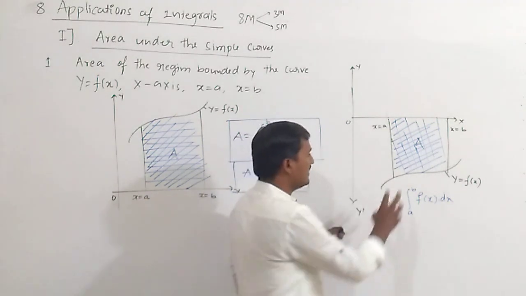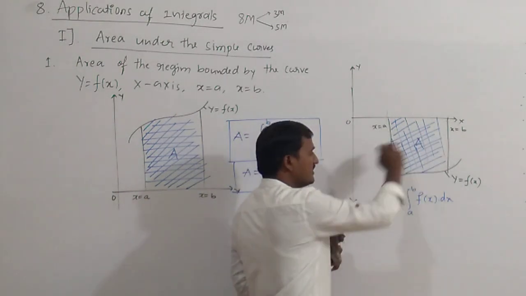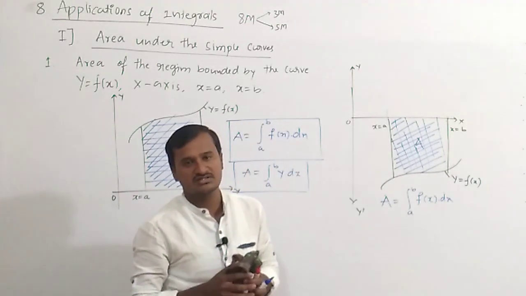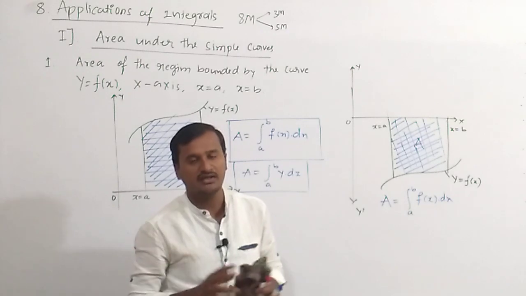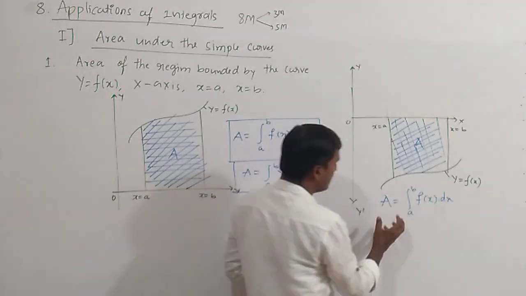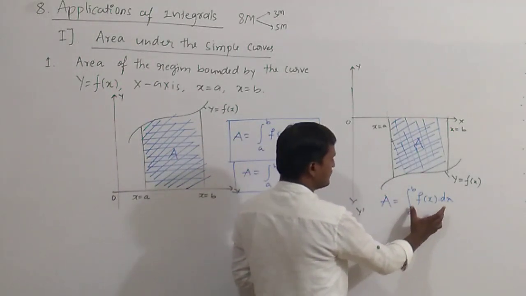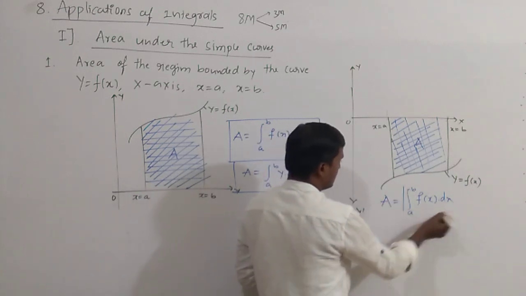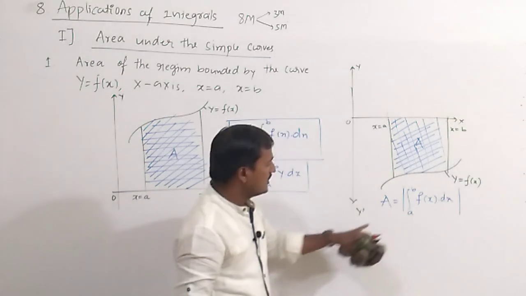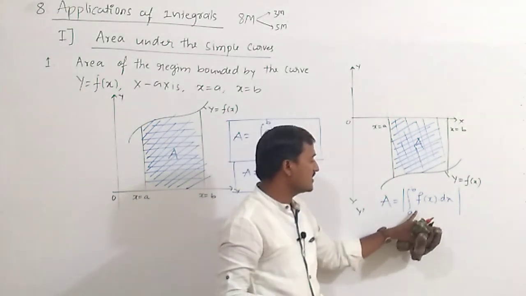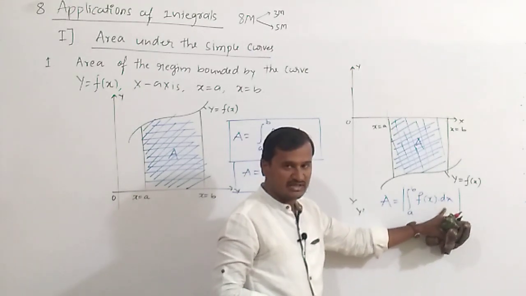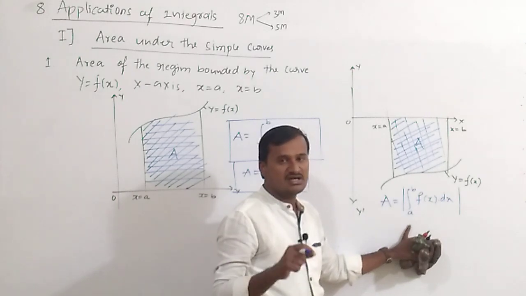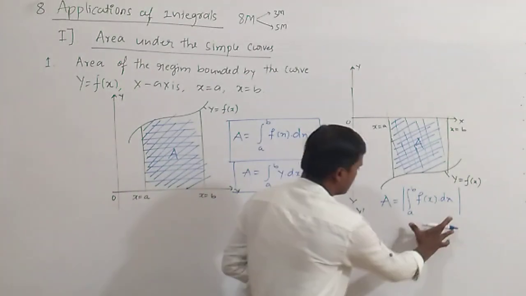But this area lies in the fourth quadrant. We already know that area is always positive. The area is not negative. So if you find the area of this region and you get a negative value, then you have to take the positive of the area, or take the mod of integration of a to b f of x dx, because area is always positive, hence I have taken the mod.